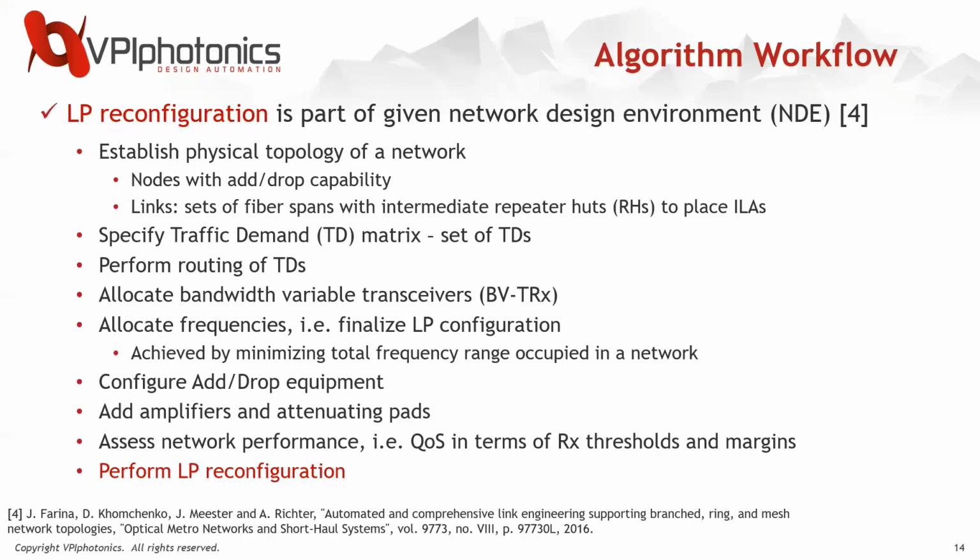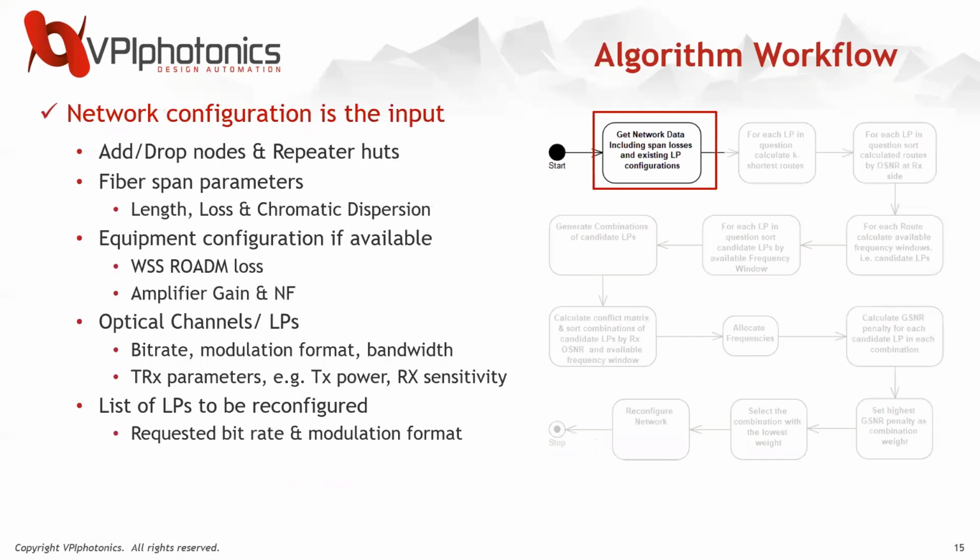Let's have a look at the individual stages of our algorithm. The network data, including fiber span parameters and equipment parameters, are read at the first step. Other input includes information about existing lightpaths and, of course, the list of lightpaths that should be reconfigured, along with the new configuration of the corresponding bandwidth variable transceivers.